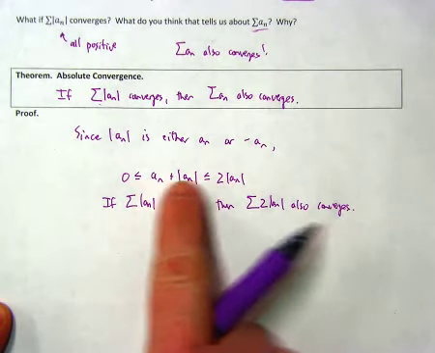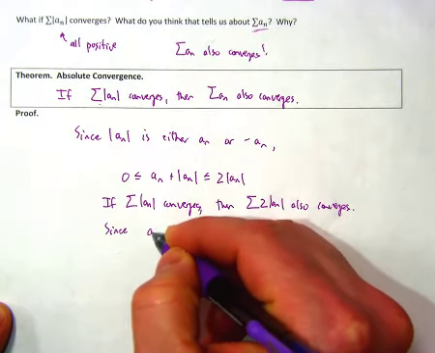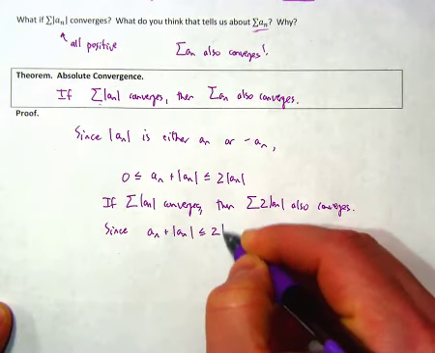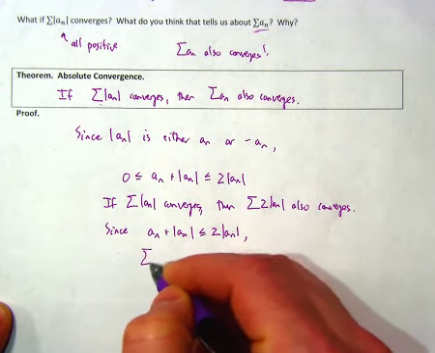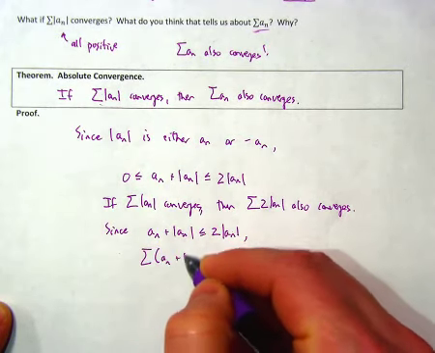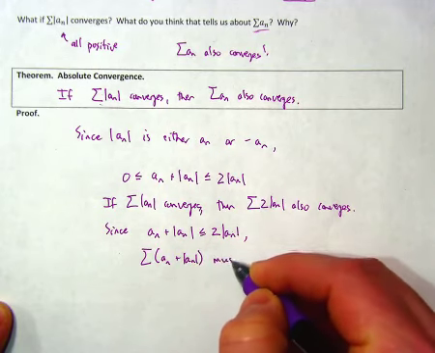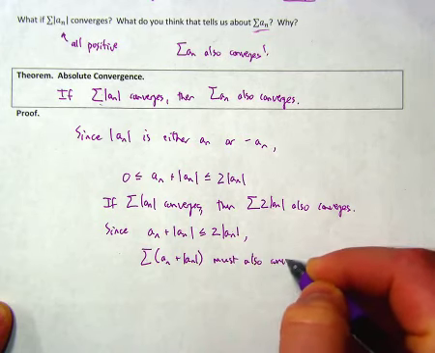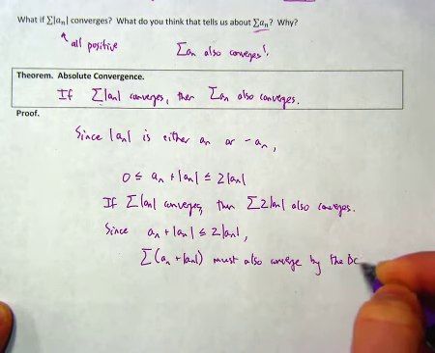And in here, I have a comparison. Since a sub n plus the absolute value of a sub n is less than or equal to double the absolute value of a sub n, the series of a sub n plus the absolute value of a sub n must also converge. Think about what the reasoning would be there. By the direct comparison test.